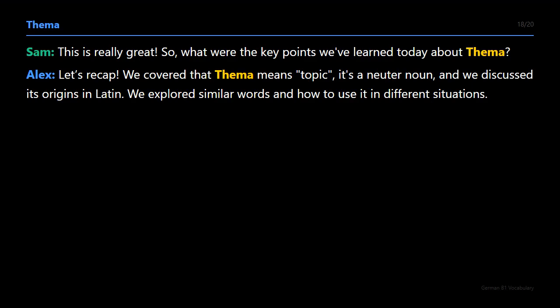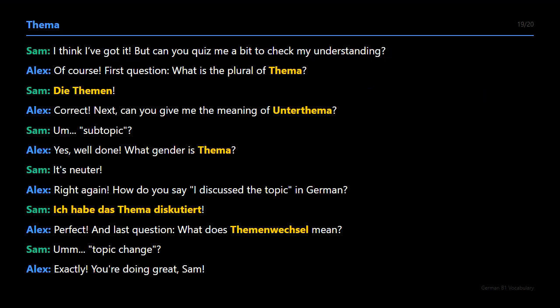So, what were the key points we've learned today about Thema? Let's recap. We covered that Thema means topic, it's a neuter noun, and we discussed its origins in Latin. We explored similar words and how to use it in different situations. I think I've got it. But can you quiz me a bit to check my understanding?